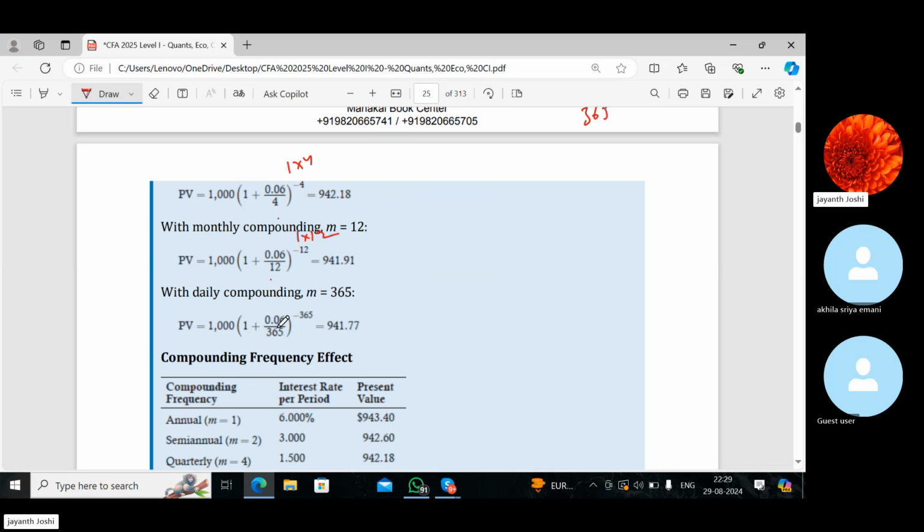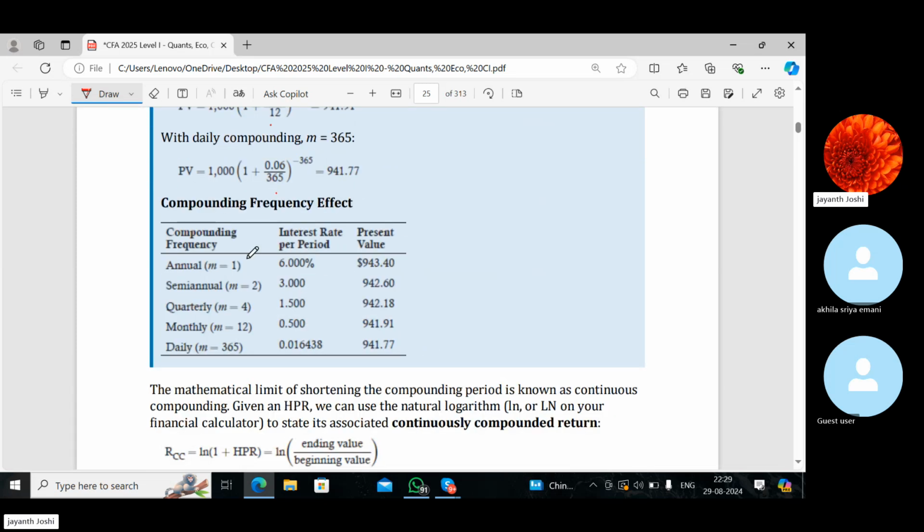If it is daily, it is 1 plus r by 365 whole power 365. So you always get different answers. You see your answers are here. If it is annual compounding, the rate of interest is 6%, and your present value is this. If it is semi-annual compounding, the rate of interest becomes r by 2, but the present value I found out is 942.60. Quarterly, 1.50, monthly, 0.500, daily this, and you see the values here.